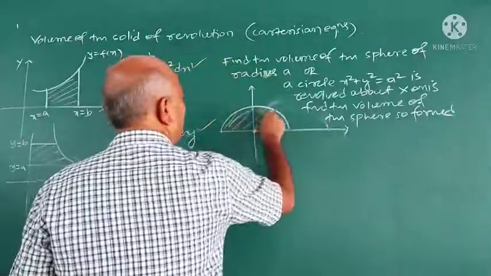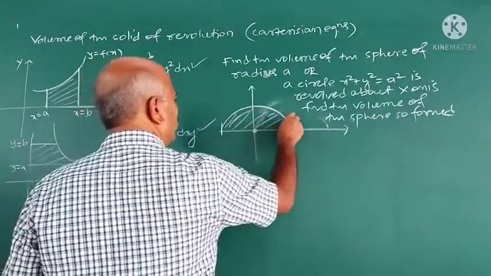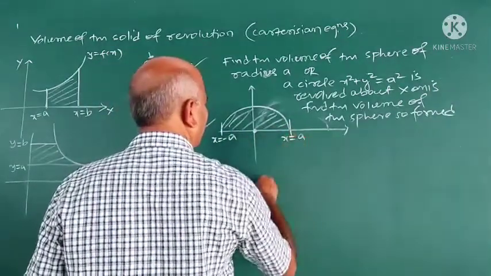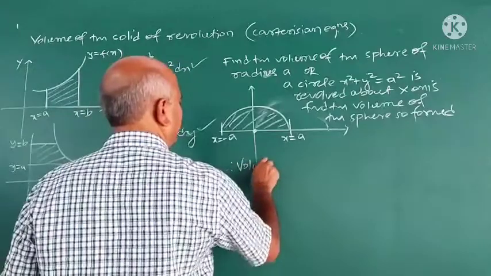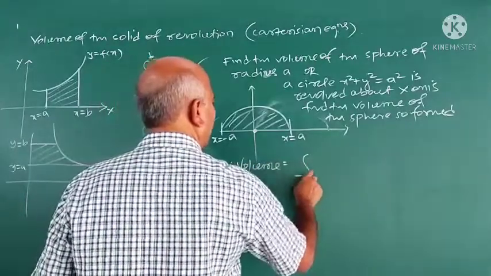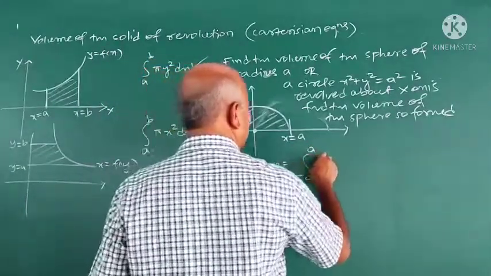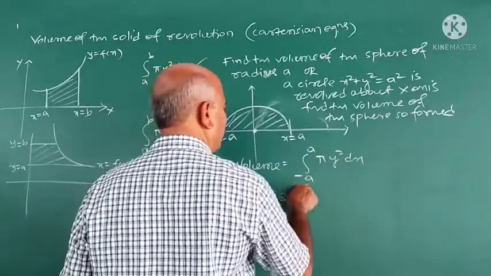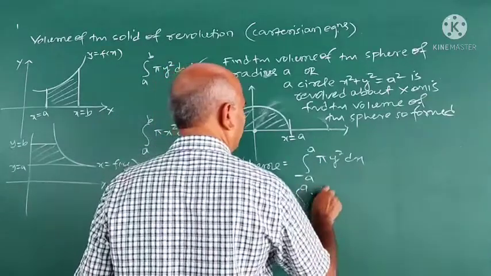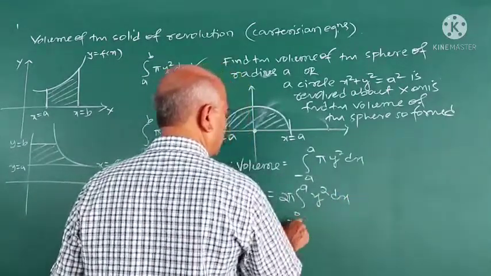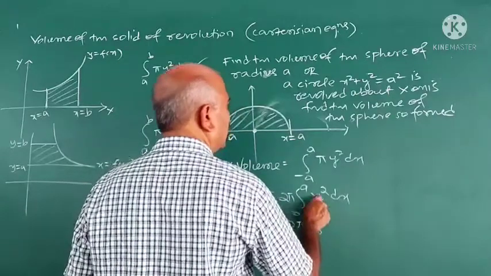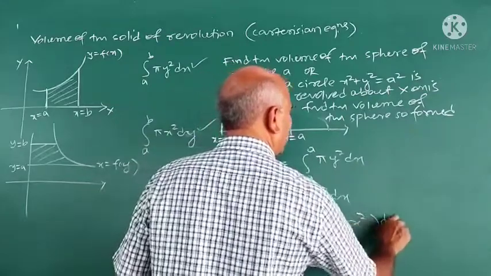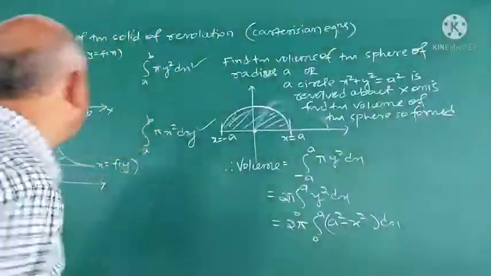Now here this area is revolved about the x axis. What are the limits? We will draw the ordinates at this: it is x is minus a, and this is x is equal to a. Therefore, volume is minus a to a pi into y square dx, or 2 into 0 to a, 2 pi into 0 to a y square dx. 2 pi 0 to a, what is y square? a square minus x square with respect to x. I think you got the idea here.